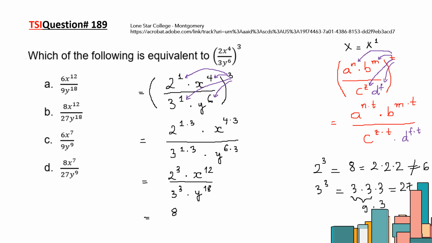8x^12 over 27y^18. So we have 12, 18. Now 9, nope. See, this one is a trap. When you have 2 times 3 is 6, and then 3 times 3 is 9. That is the trap right there.